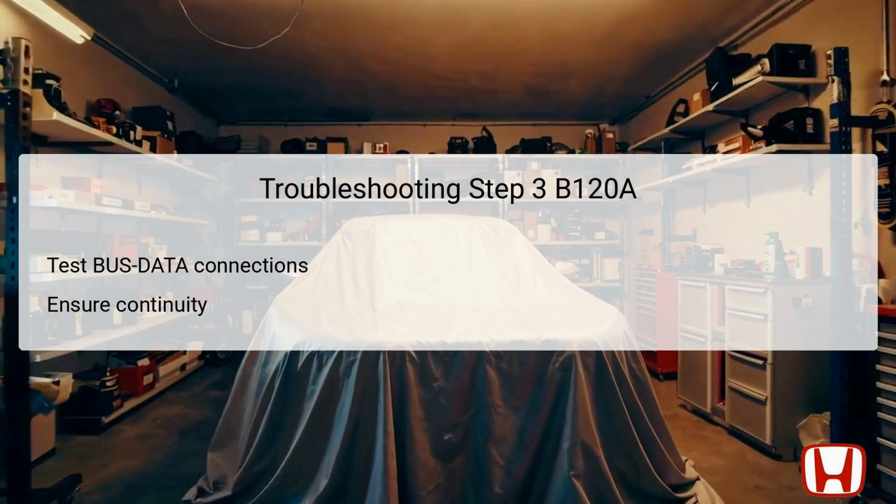Additionally, if any wiring appears damaged, it must be repaired or replaced before further diagnostics can be undertaken. This step is crucial to rule out external wiring issues that could impact the climate control unit's operation and communication with related systems. The inspection of the climate control switch represents another significant aspect of the troubleshooting process for B120A.